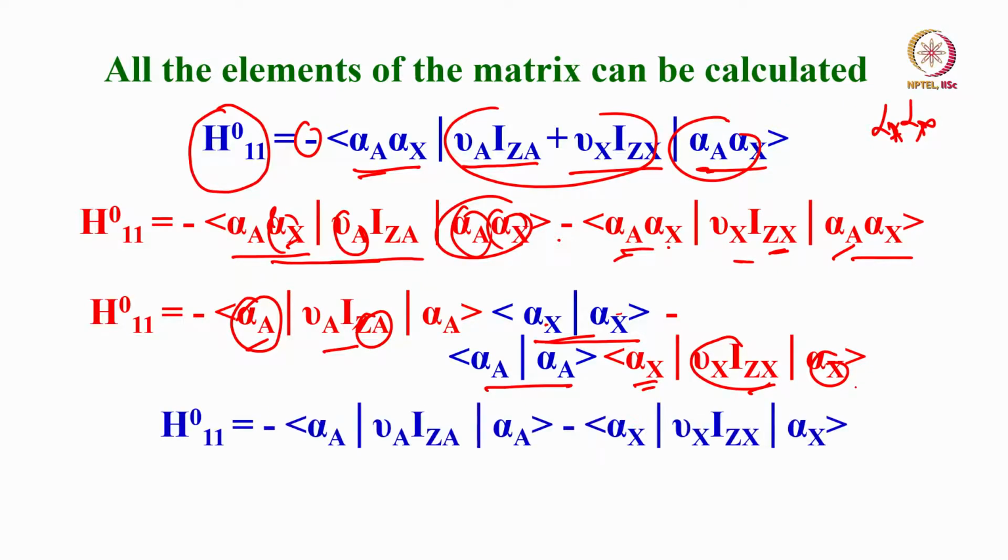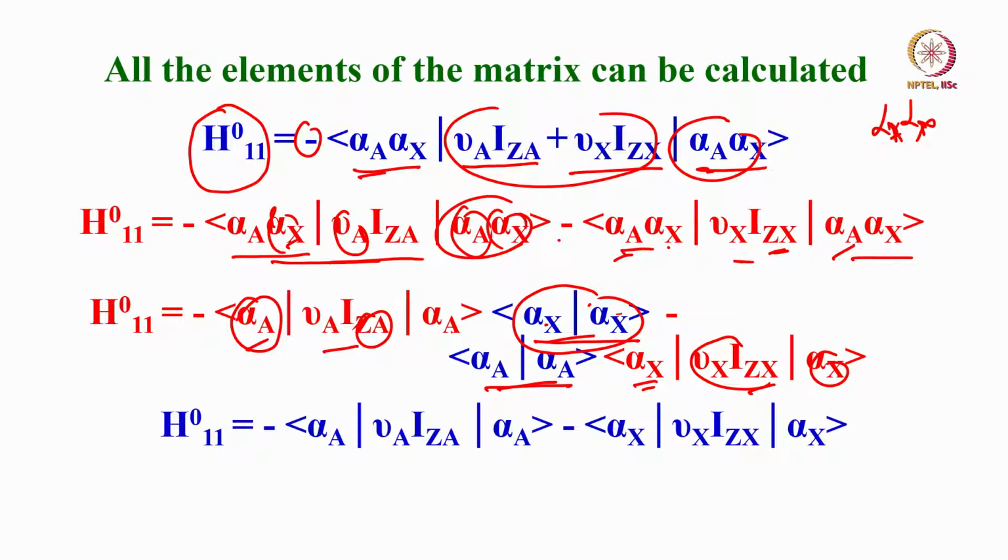Okay. Now I can simply write like this, because ⟨α_x|α_x⟩, I told you, is an orthonormalized set, it is 1. So this is going to be 1, and again ⟨α_A|α_A⟩ here also, this is going to be 1. So both are 1, and this term boils down to this simple term. Now, minus ⟨α_A| ν_A I_ZA |α_A⟩ minus ⟨α_x| ν_x I_Zx |α_x⟩. So it became a very simple two terms we got.